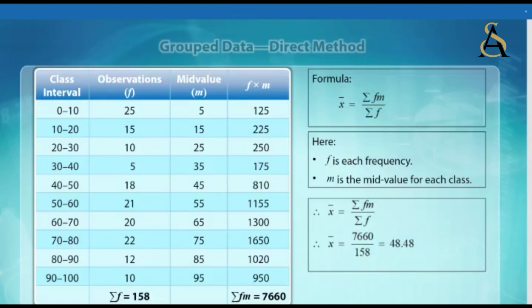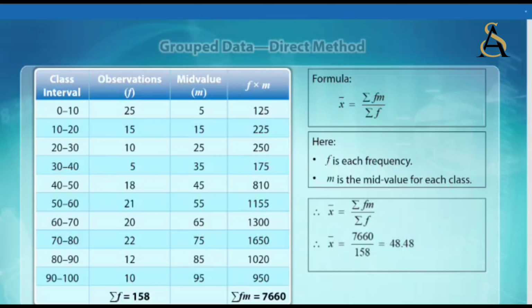Group data and direct method. Group data is also known as continuous series. Continuous series is nothing but the class intervals which are given. Along with that, the observations here become the frequency. We have the mid value, which is denoted by letter m, which is nothing but the lower class limit plus the upper class limit divided by 2. So 0 plus 10 divided by 2 is 5.